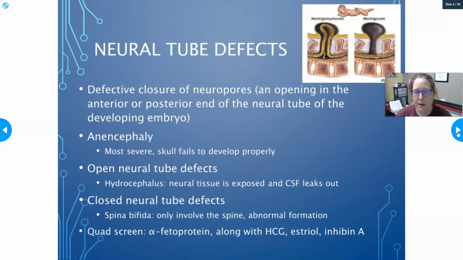So there are several types of neural tube defects. There's anencephaly, meaning no brain. It's the most severe form of neural tube defect, and the skull and brain fail to develop properly, so parts of it are missing. Then the next one, you have open neural tube defects. There's hydrocephalus there, and this is where the neural tissue is exposed to the outside and the spinal fluid can leak out. So that is why it's an open neural tube defect.